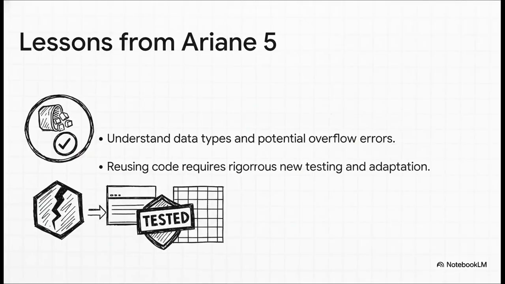The lessons here are just huge. For us as developers, it's a massive reminder to always check your assumptions. That code worked perfectly fine on the Ariane 4 because it was a slower rocket. Nobody thought to retest that assumption for the much faster Ariane 5. So when you reuse code, don't just copy and paste it. Interrogate it. Ask, what was this code assuming? And is that still true here? That one question could save you.